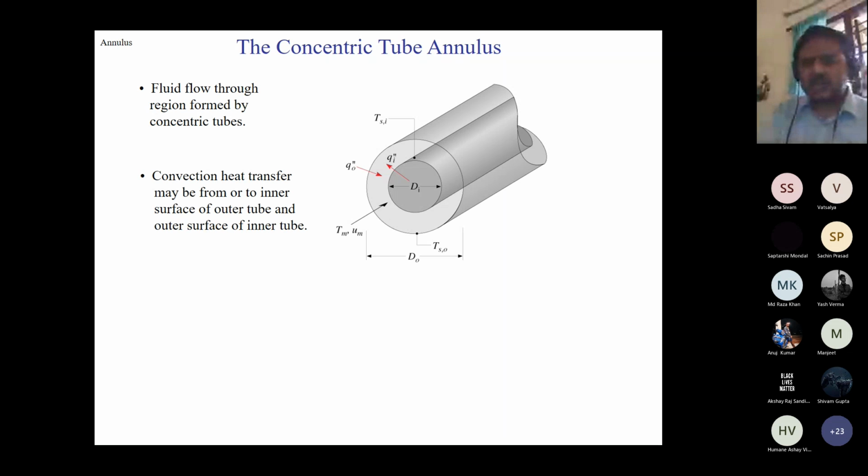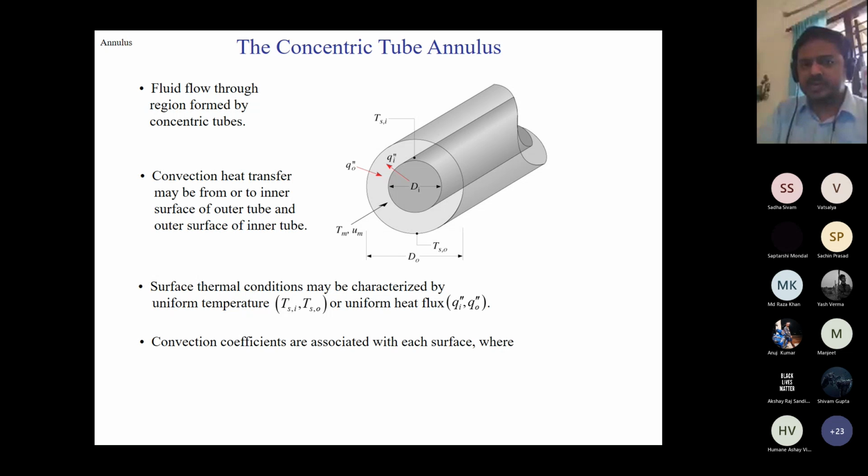The next is the concentric tube, the annulus, right? There is an internal cylinder and an external tube. So in such a case, the flow is happening in the annulus. So how do you calculate what is going to be my hydraulic diameter, what will be the Nusselt number, etc.? Okay.